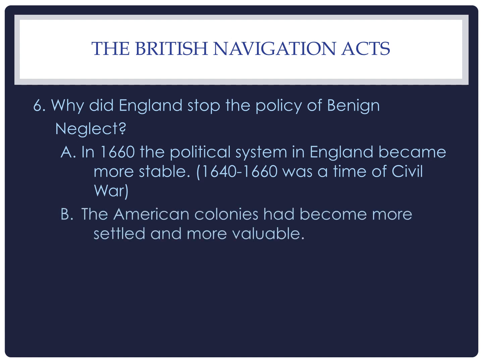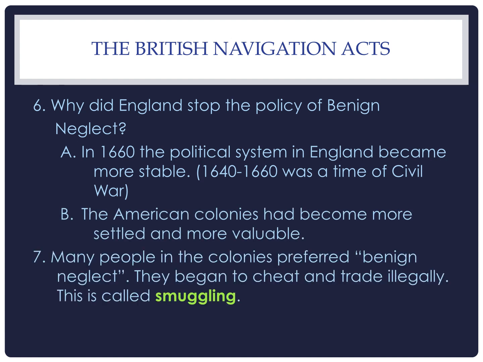And what they see is that, hey, these colonies have become much more valuable. And so they start putting some rules in place to benefit England. And as you could imagine, most people in the colonies preferred being left alone. They preferred the benign neglect. They didn't like the new rules being put in place. So they began to cheat, and they began to trade illegally, or what is called smuggling.